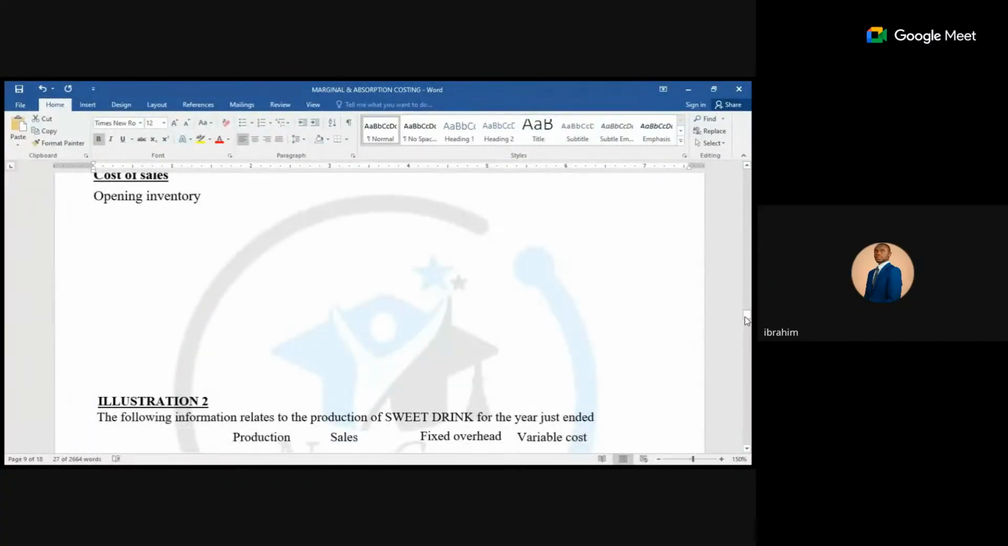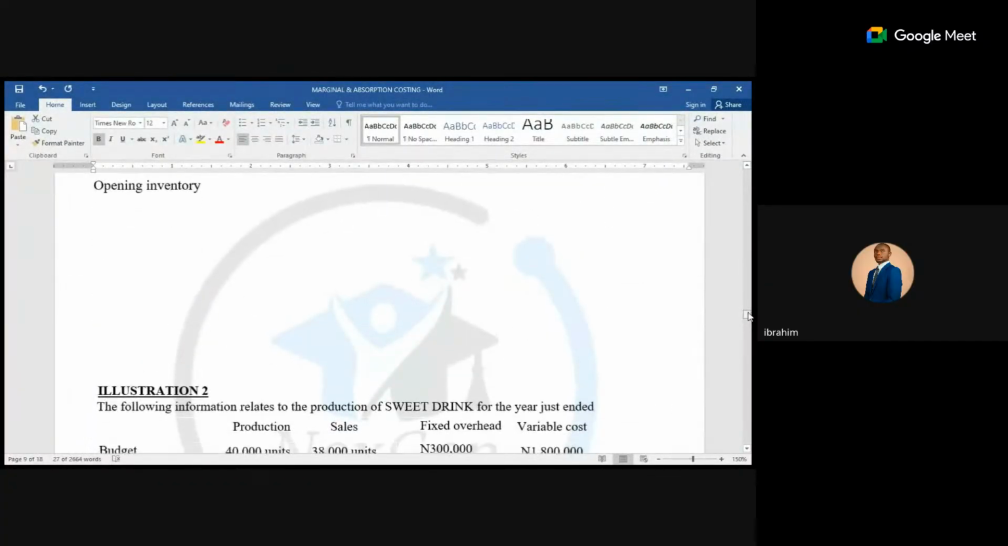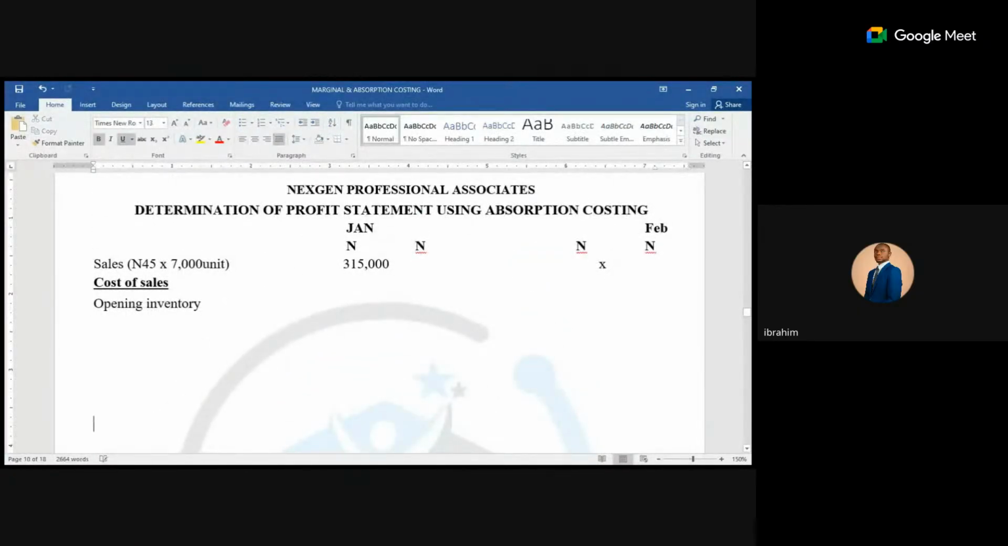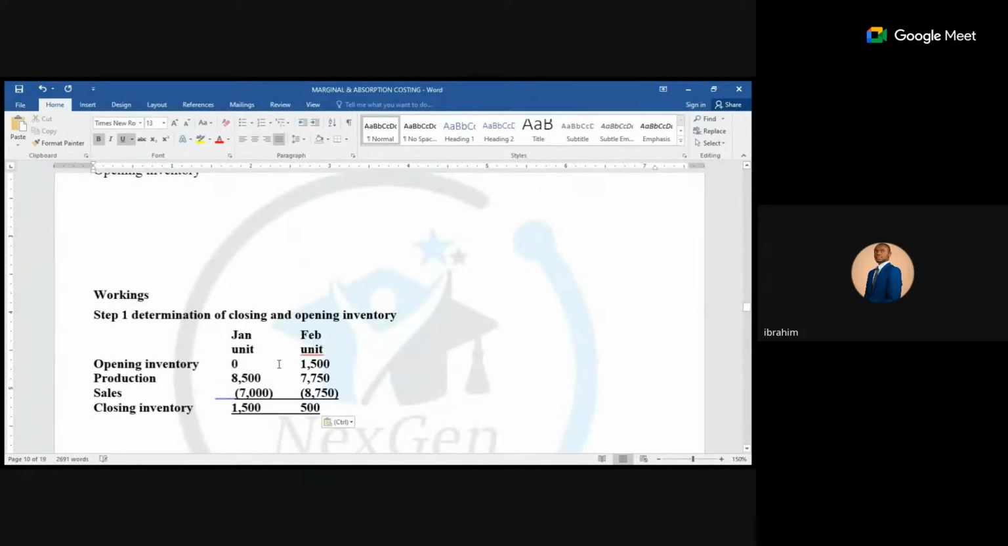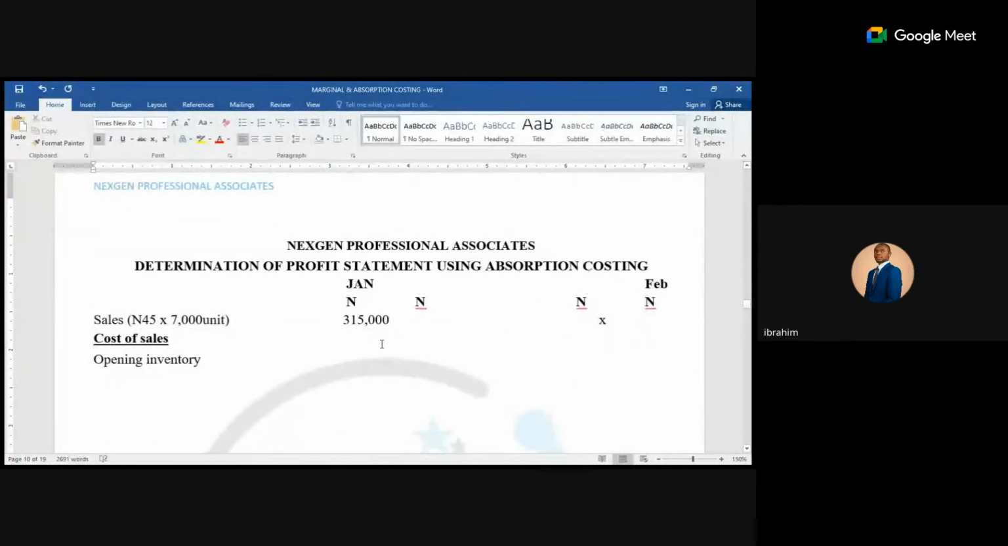Since we don't have different information, the information is still the same. The opening is not given. Then the production, we have 8,500 units. Then the sales unit is this, class. Since we don't have anything under the opening inventory for January, we can put 0.